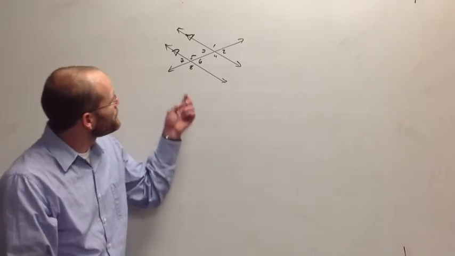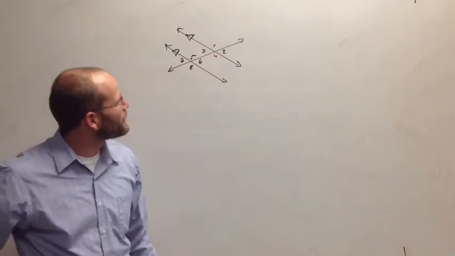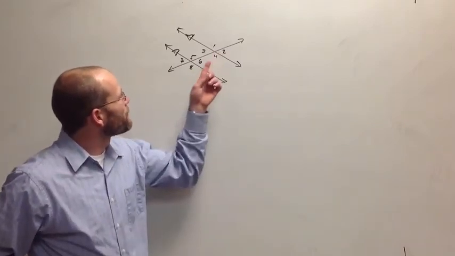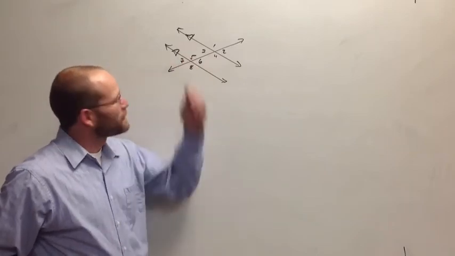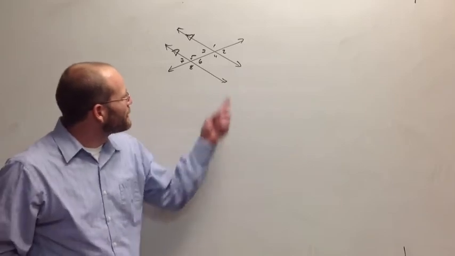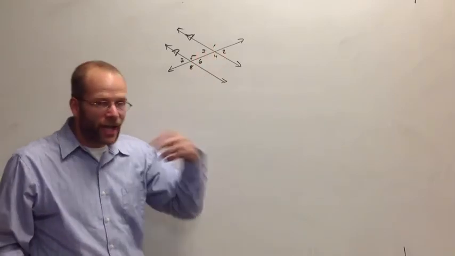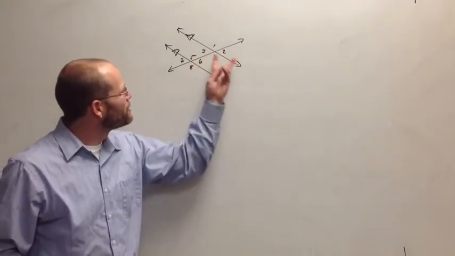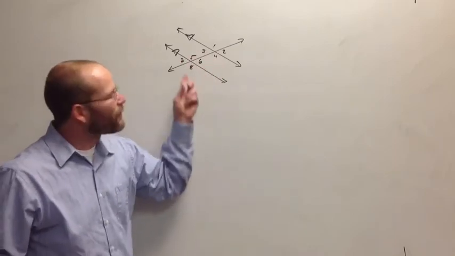Here we have a diagram in which the angles at the intersection of the lines and the transversal have been numbered 1, 2, 3, 4, 5, 6, 7, 8. We have two parallel lines as indicated by the symbols. The corresponding angles postulate tells me that angle 1 and 5 are congruent. Why? Because they're corresponding angles. 2 and 6 are congruent. 3 and 7, 4 and 8.